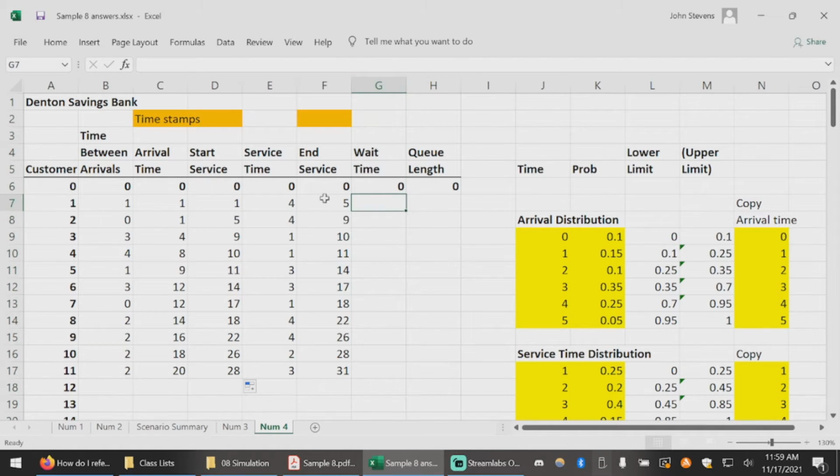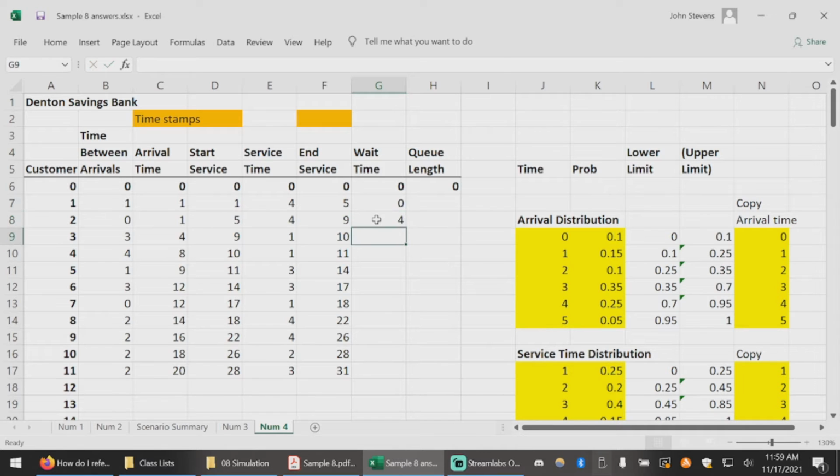So if I look at this example, the customer is starting their service, let's say arriving at minute 1, starting their service right away. How long do they wait? 0 minutes. They don't wait, they move right along. Customer 2 arrives at minute 1. Their service only starts at minute 5. How long do they wait?